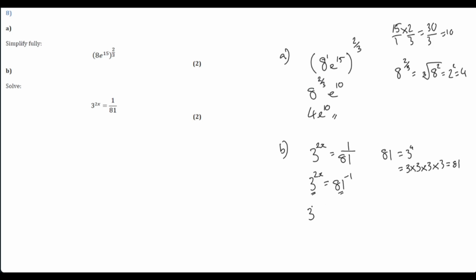So this becomes 3 to the power of 2x equals 3 to the power of 4 to the power of negative 1. But in this situation, if the bases are the same, that means the powers are the same, as long as there's nothing else left other than just the terms at the base. So 2x equals negative 4. Divide through by 2, so minus 4 divided by 2 is minus 2, and that is our final answer.